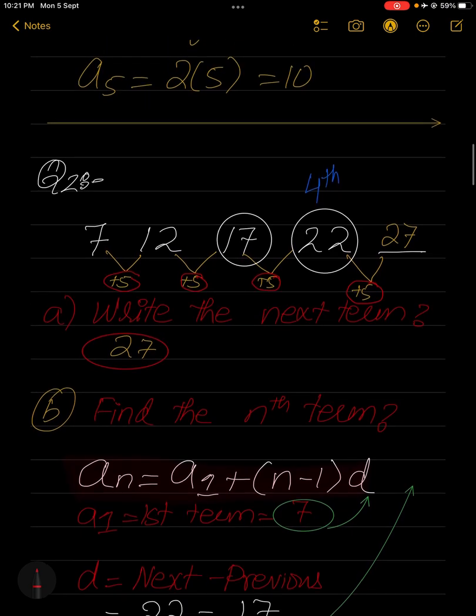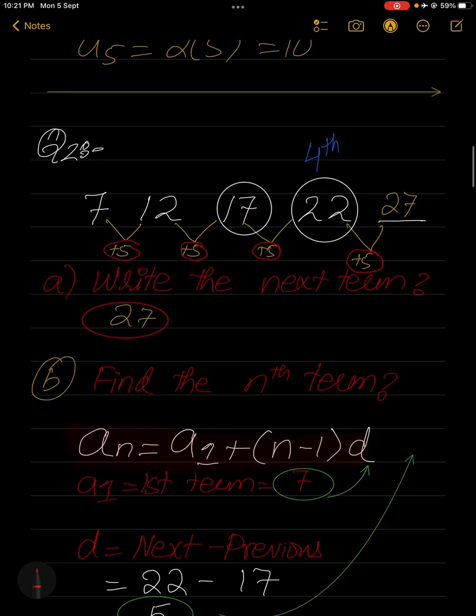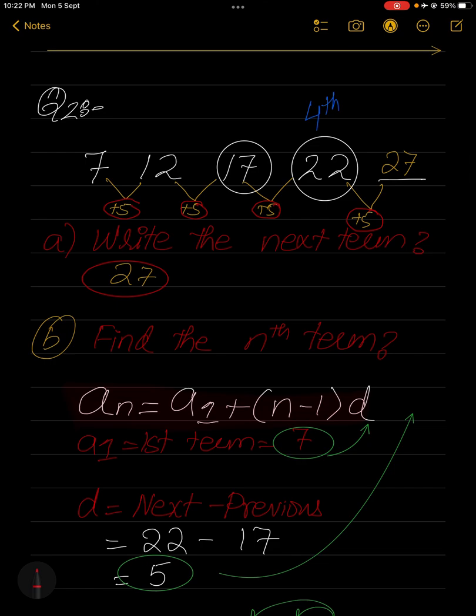I hope, guys, that you understood the concept of the arithmetic sequence. Inshallah, in the next video I'll be teaching you the geometric sequence and how to find the formulas of the geometric sequences.